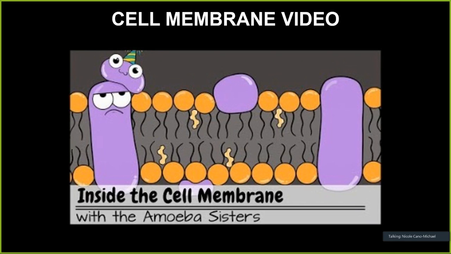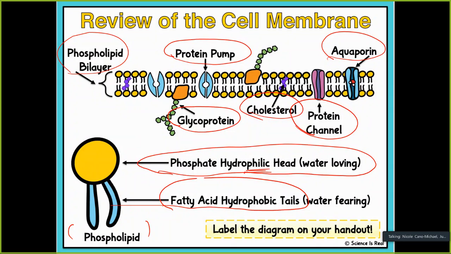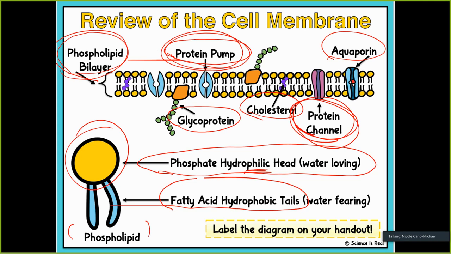Quick little video for. I'm sorry, go ahead. I said, which ones are we writing down for that one? Okay, so again, the most important ones are the phospholipid bilayer, protein channel, protein pump, and then knowing the parts of the phospholipid. So it's the phosphate head and then the fatty acid tail. The glycoprotein, the cholesterol, the aquaporin, those are nice to know, but they're not required. Thank you. Yep, no problem.